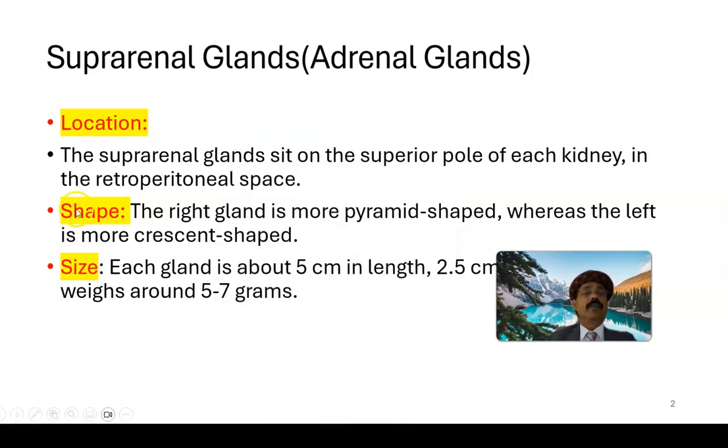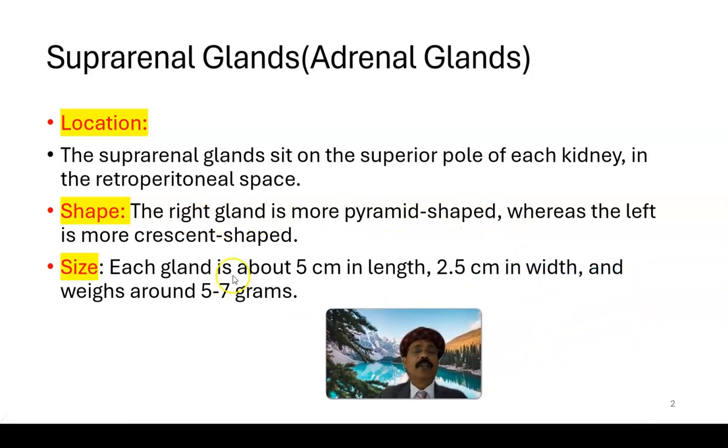Location of the suprarenal glands. The suprarenal glands sit on the superior pole of each kidney in the retroperitoneal space. Shape: the right gland is more pyramid shaped, whereas the left gland is more crescent shaped. Each gland is about 5 centimeters in length, 2.5 centimeters in width, and weighs about 5 to 7 grams.